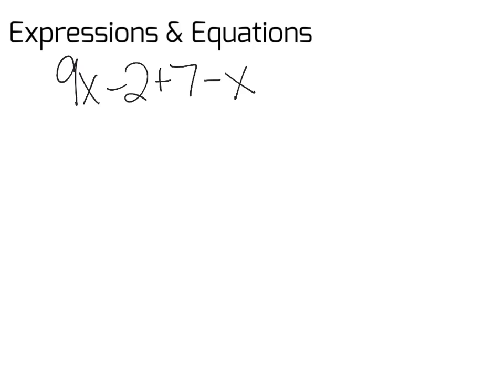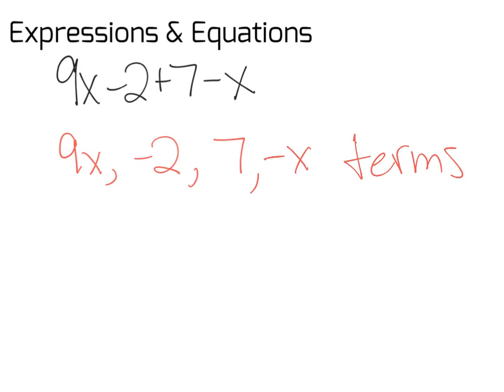Okay, terms are identified as parts of the expression. So one term would be 9x. Another term would be -2. Another term would be 7. Or I could put +7, but remember, I don't have to put that positive sign. That's invisible. Or I have a -x. Okay, those are my terms.